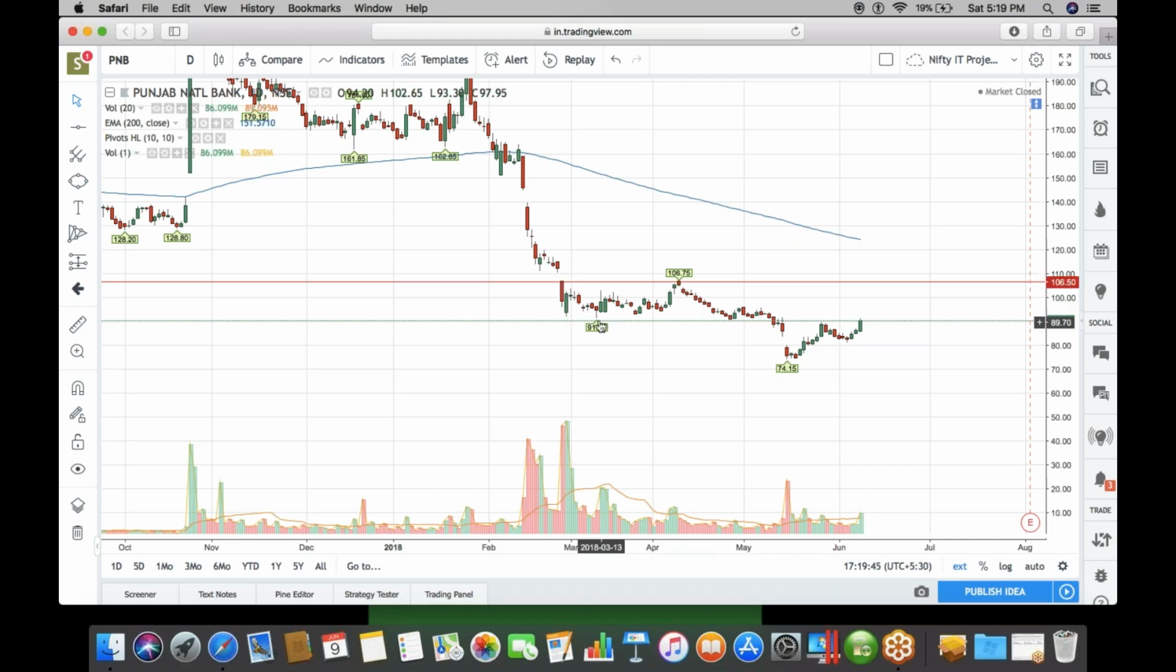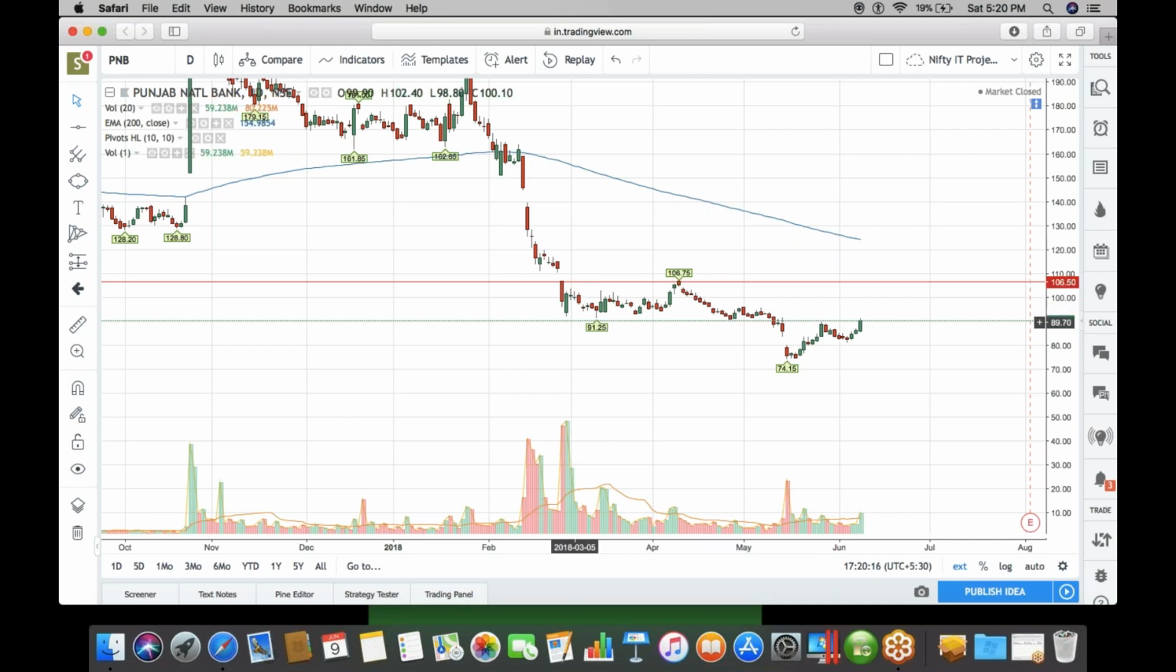It came down to the 91 level, made a lower low, and on 12th of March bounced back and went to 106, again the same level. When did it go? 10th of April. So it came down, made a lower low, went back to that level, and again came down. It means it is traveling between one straight line and one upsloping trend line.